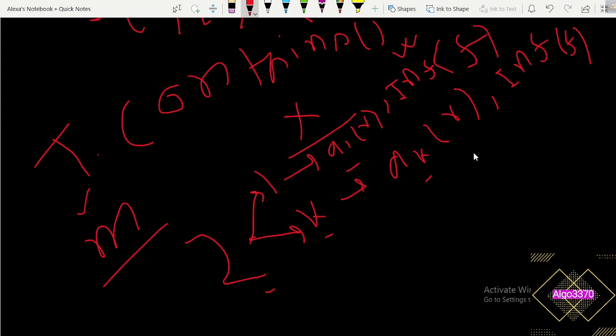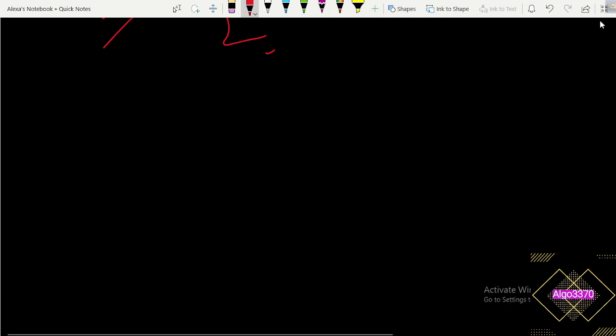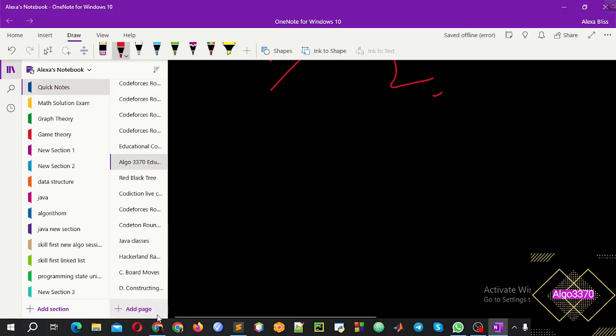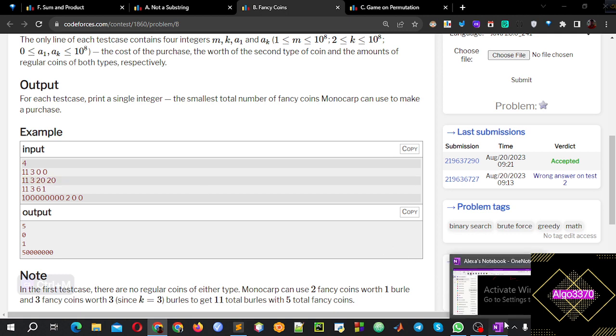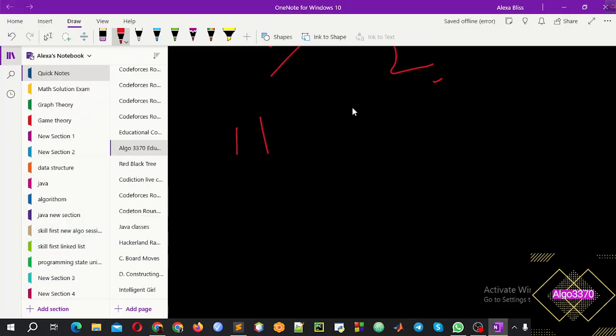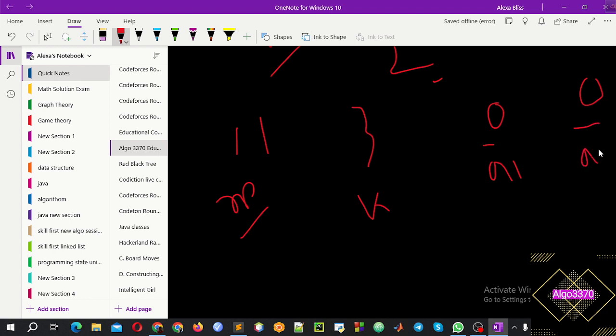So let's solve an example, then this will be clearer. Let's pick our first example: 11, 3 and 0, 0. So how many coins does he want to purchase? A total of m coins, and as the value of k he has 3. He has a total of 0 regular coins, and a total of 0 ak coins.